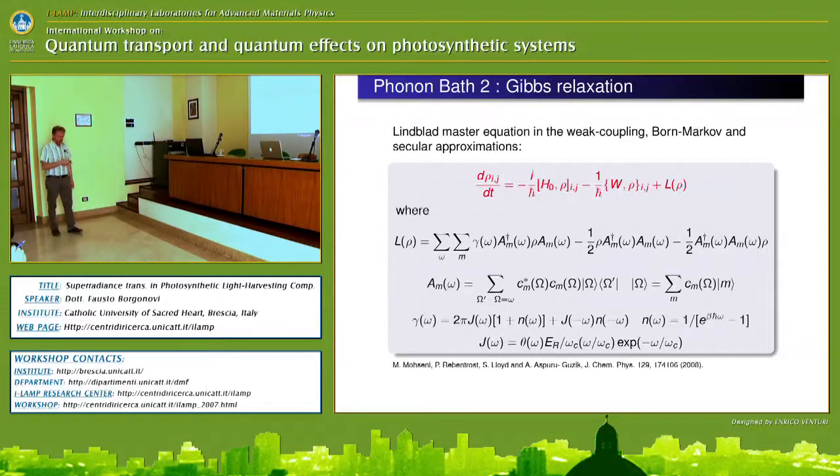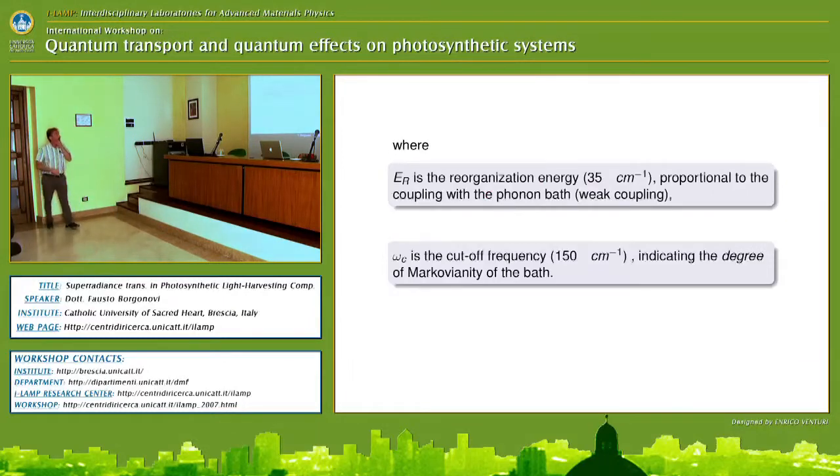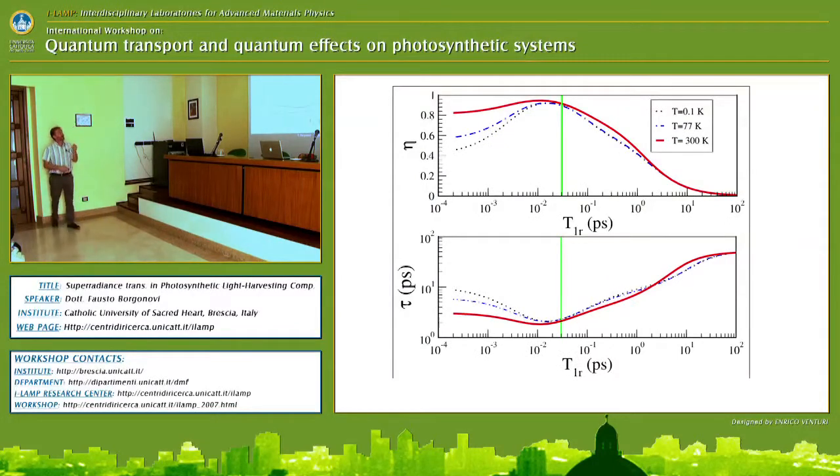Of course, when you introduce this kind of bath, there are two more parameters: the reorganization energy, which represents some kind of coupling with the bath, and also a cutoff frequency, which they measured, it seems to me, experimentally, by fitting the phonon spectral density. This cutoff frequency indicates somehow the degree of Markovianity of our bath. As you can see, this changed a little bit in the presence of temperature, this is the red line. This is 300 Kelvin, this is the efficiency, and this is the average time. But you see, the maximum of efficiency stays close to the superradiant transition.